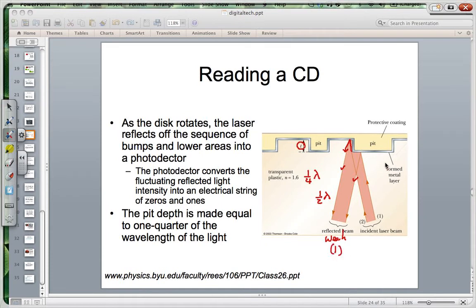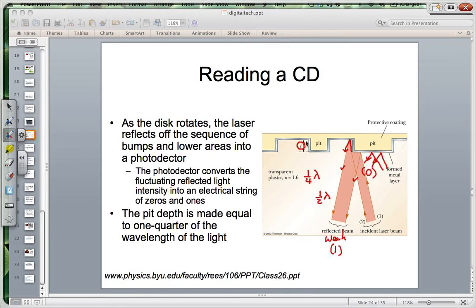When light strikes over here and gets reflected, because the rays come out in phase, you're going to get constructive interference, so you're going to get a strong signal, and that would correspond to 0.